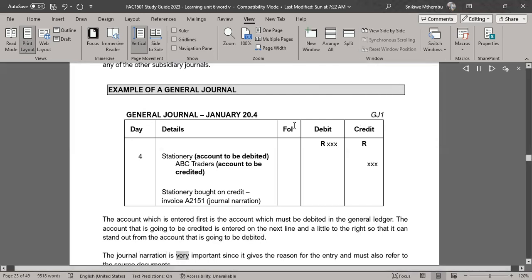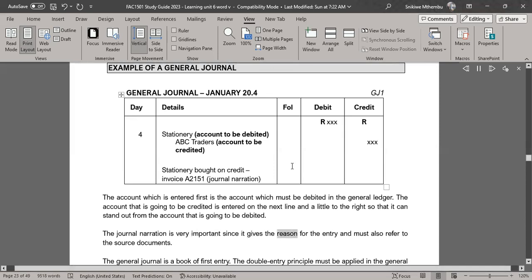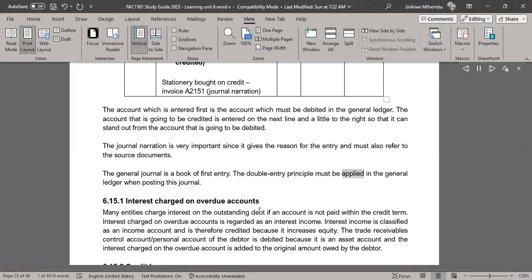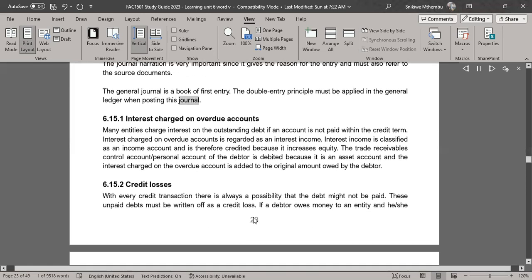The journal narration is very important since it gives the reason for the entry and must also refer to the source documents. The general journal is a book of first entry. The double entry principle must be applied in the general ledger when posting this journal.